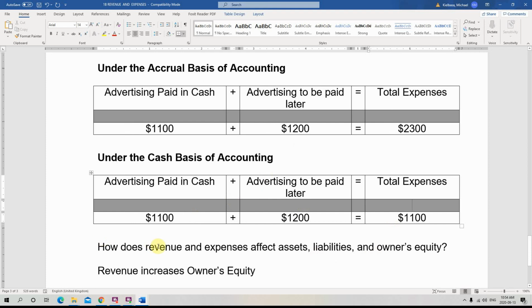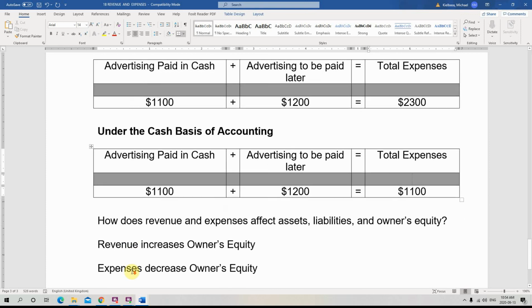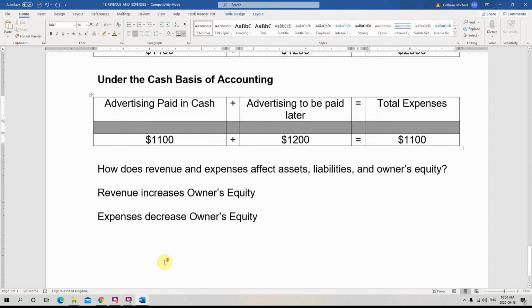Now, how do revenue and expenses affect assets, liabilities, and owner's equity? We're going to find out that revenue increases the value of the company or increases owner's equity. Okay? And that expenses decrease owner's equity. So again, revenue or net income increases owner's equity, and expenses and net losses decrease owner's equity.